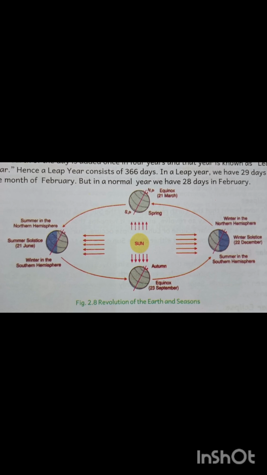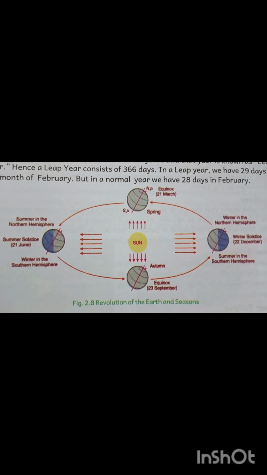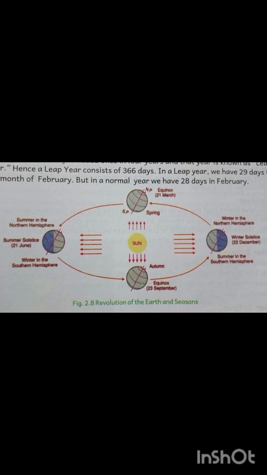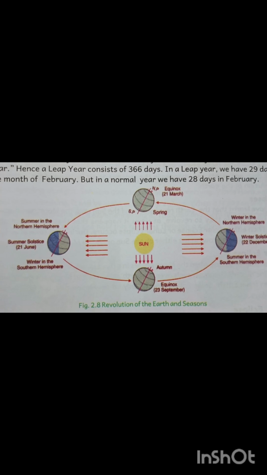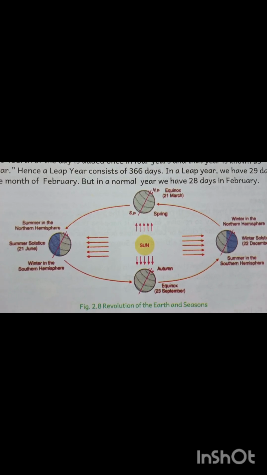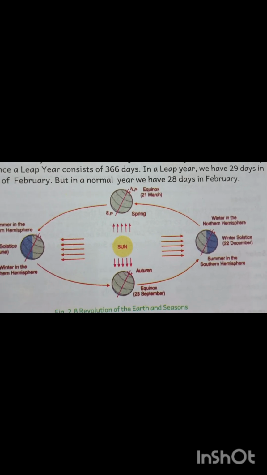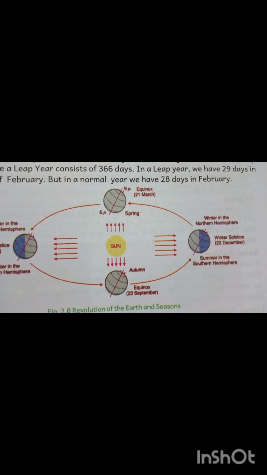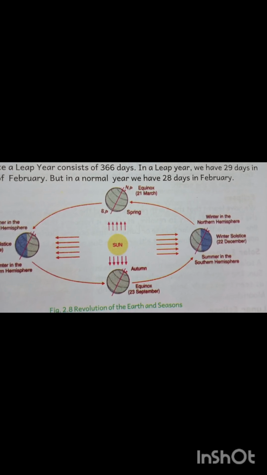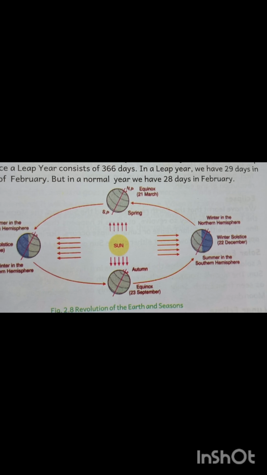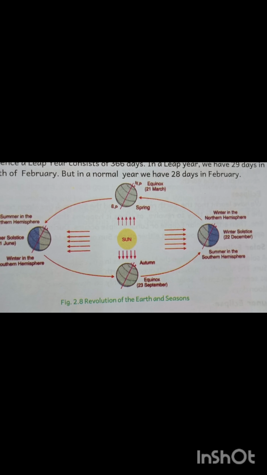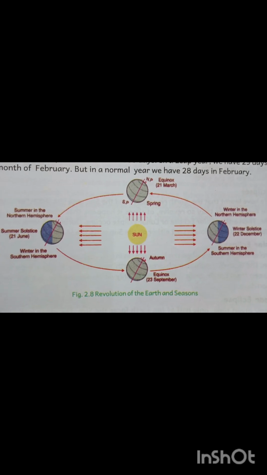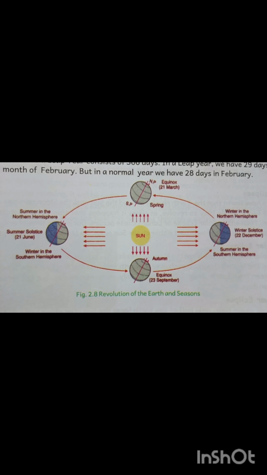Equinoxes, 21st March and 23rd September. Summer in the northern hemisphere, summer solstice, 21st June. Winter in the southern hemisphere. Winter in the northern hemisphere, winter solstice, 22nd December. Summer in the southern hemisphere. If we observe the picture, we see how the seasons are formed due to the revolution of the earth.